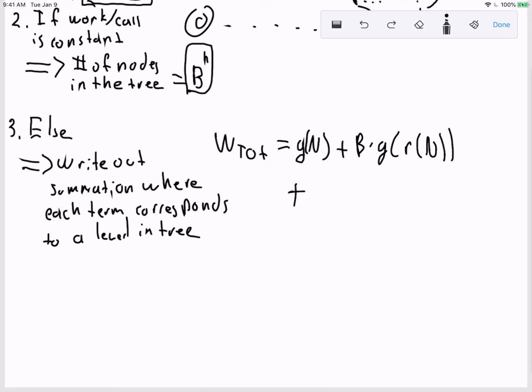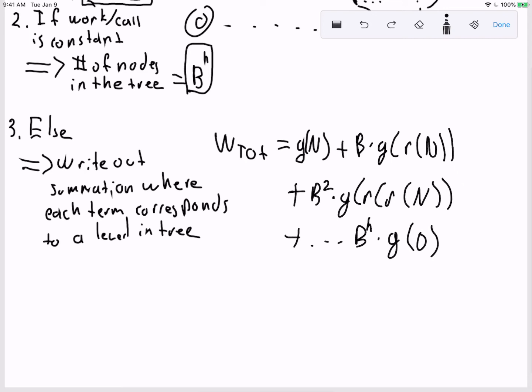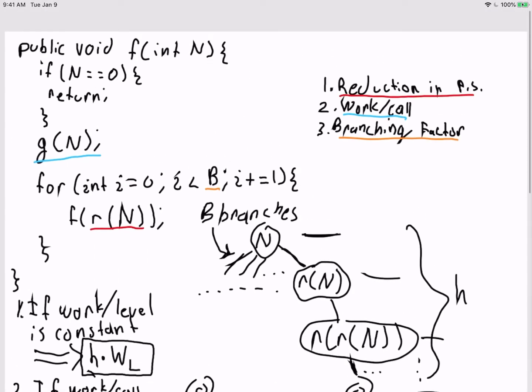And then it's going to be plus b squared times g of r of n, and so on until the bottom level. And the bottom level would be b to the h times g of, in our case it was 0, maybe in your case it's 1 or 2 or something like that. It shouldn't matter. This should almost always just be 1. But okay, yeah, now let's try to apply this to an actual problem. So let's fill in some values.